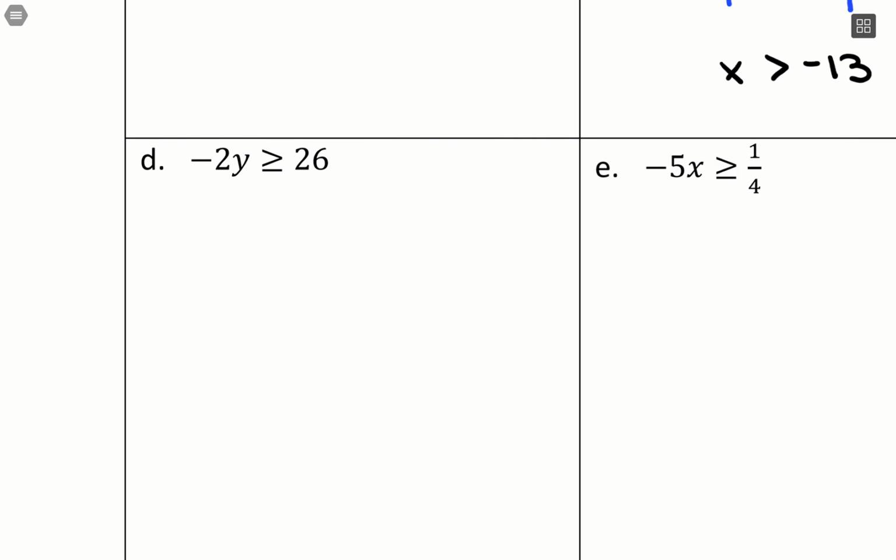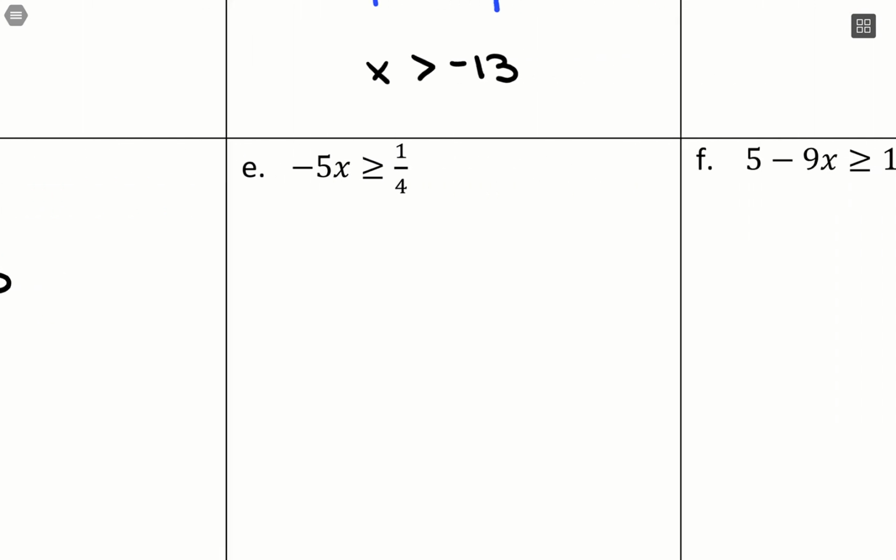All right, here we need to divide by -2. So here's the special case where we're dividing by a negative number. So whatever your symbol is originally, we're flipping the direction of it. And then everything else operates as it usually would. So like we'll just have y to the left-hand side. And then 26 divided by -2 is a -13.